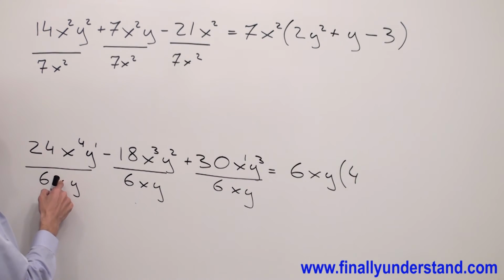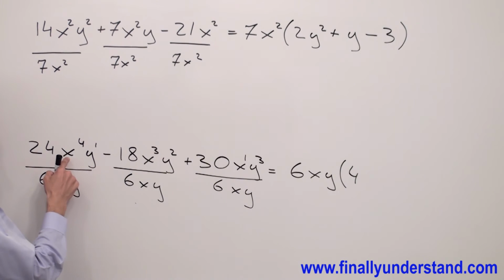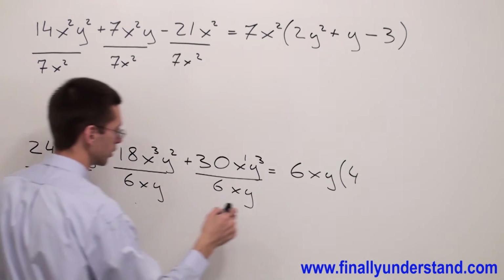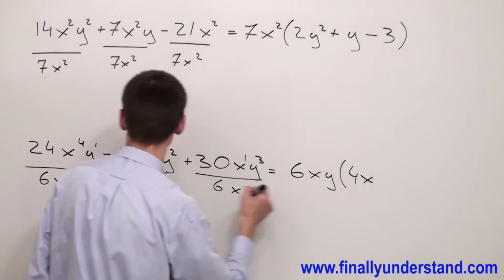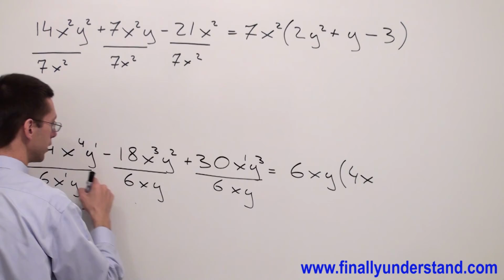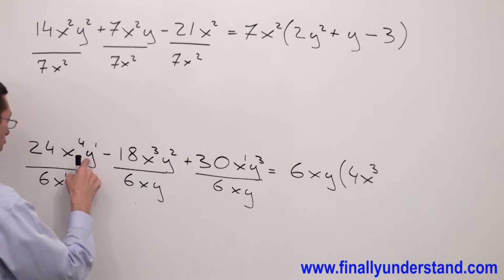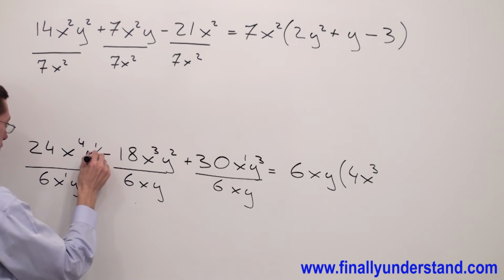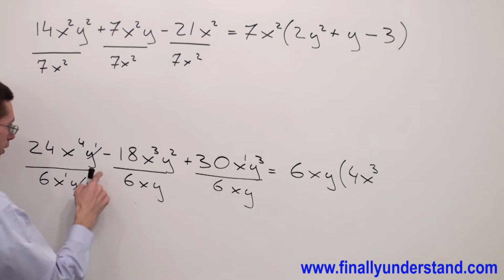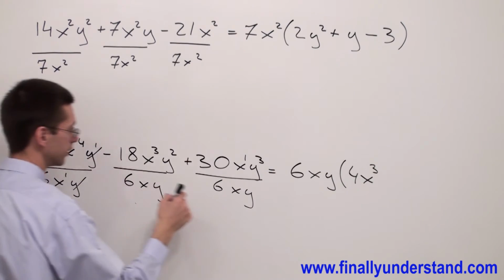Remember, anytime there is no exponent visible, there is always invisible one. I have to divide x to the fourth divided by x to the first. Anytime you divide the same base, you're supposed to keep the base and subtract the exponents. So I'm going to write x, and I have 4 minus 1 is 3. Y divided by y, that are going to cancel out. Keep the negative sign.